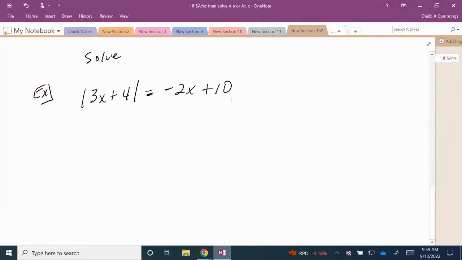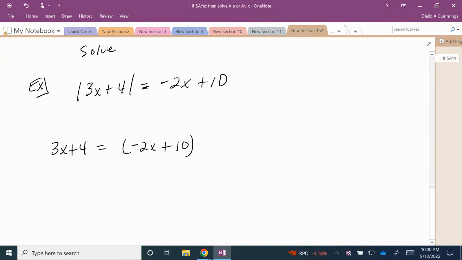All right, so let's take a look at the example. Now, in this example, notice that the absolute value has been isolated. All right, there's no multiplier for the absolute value. There are no additional terms on the same side as the absolute value, so we do have isolation. So I'm going to remove my absolute value bars, right? So I'm going to write 3x plus 4 is equal to negative 2x plus 10. And you'll see why I'm putting this in the parentheses in just a second.